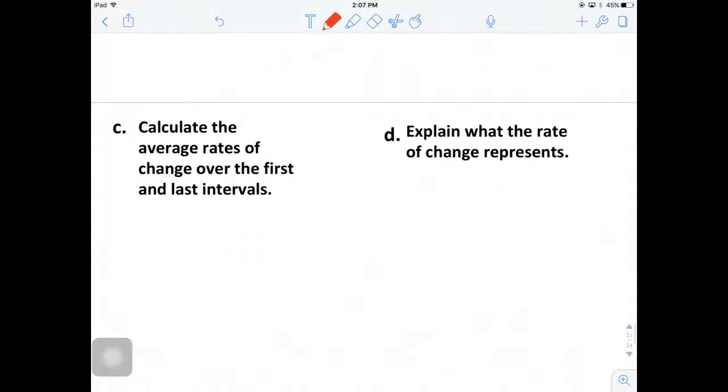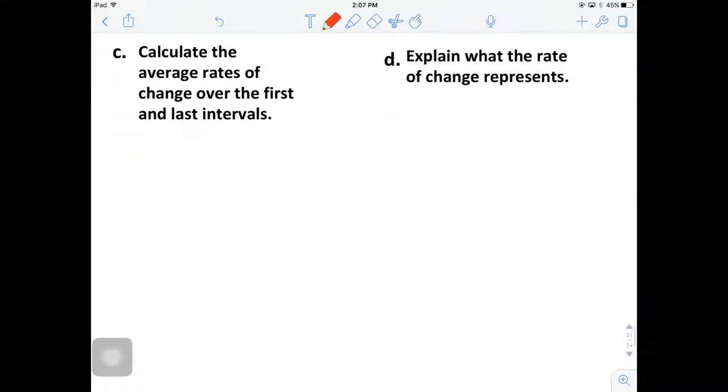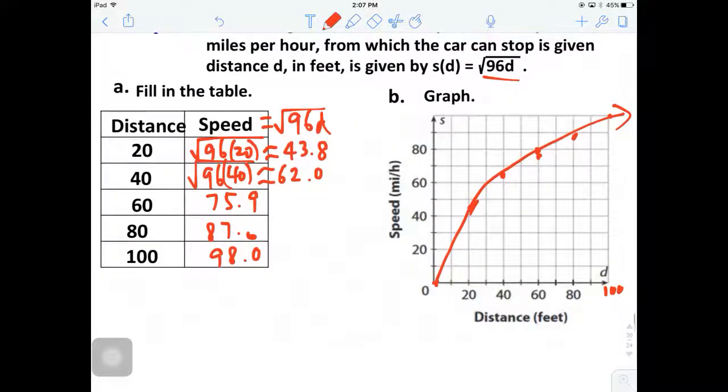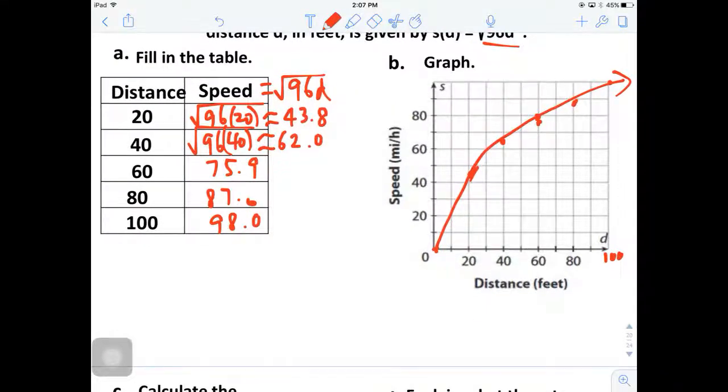We're going to go into calculating the average rates of change over the first and last interval. If you guys recall, does anybody recall what rate of change means? It means we're actually going to be looking for the slope, right? So we're going to look for the slope for the first and the last. Let's go back to the set of data. We're going to do the first set right here, and then the last set.